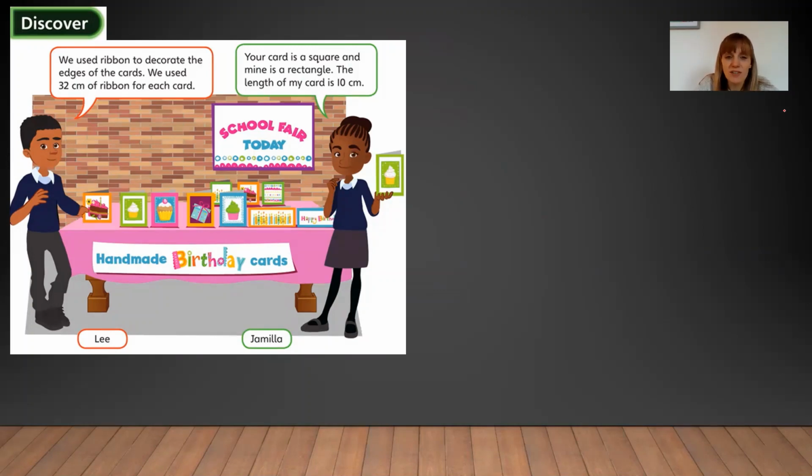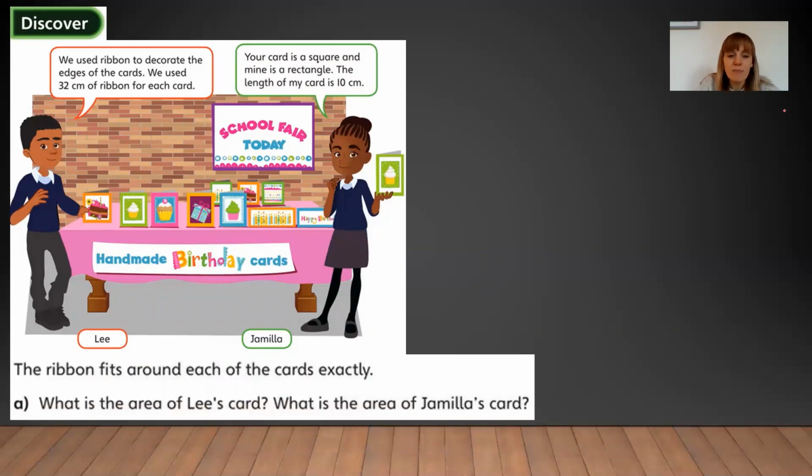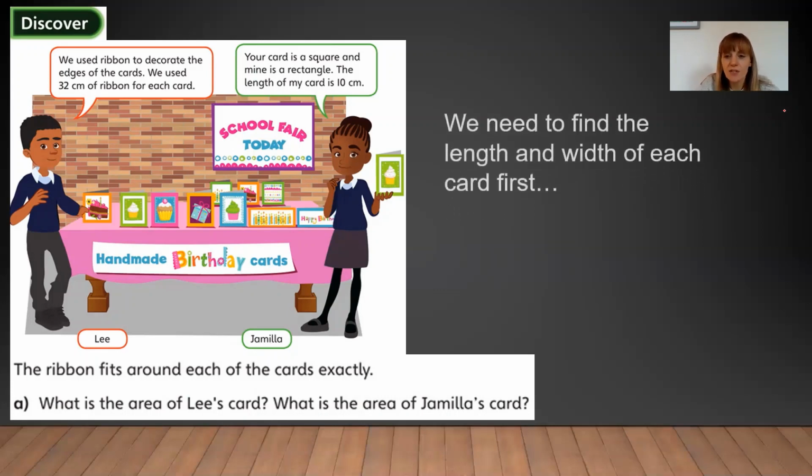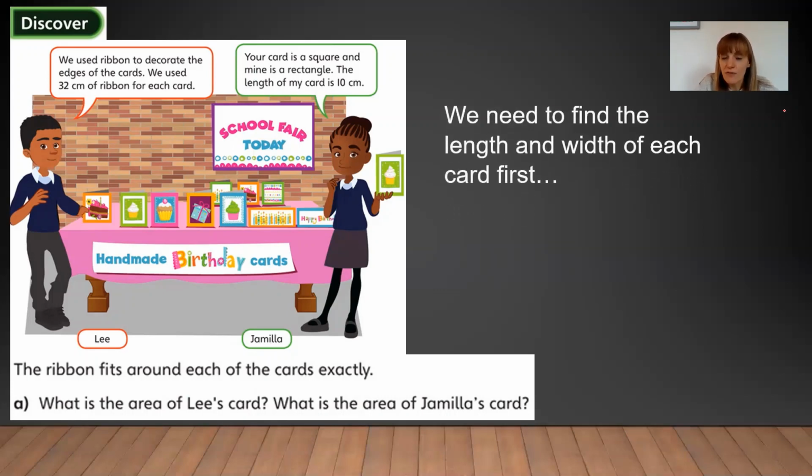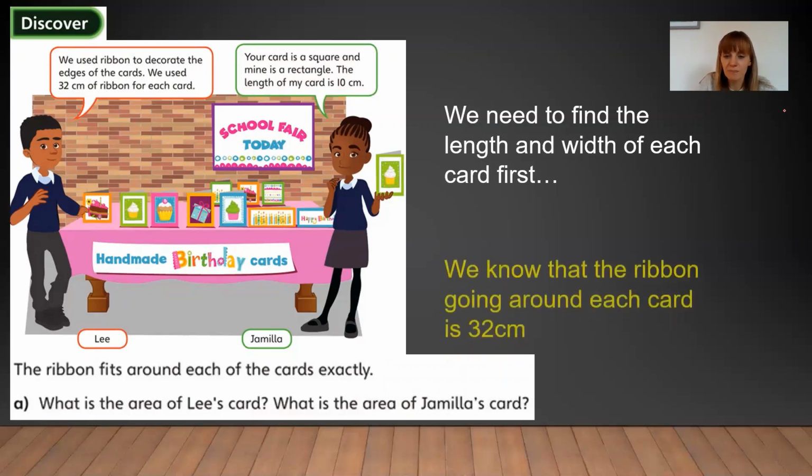Jamila has said, your card is a square and mine is a rectangle. The length of my card is 10 centimetres. That's important for what we're going to do in a minute. Now it says here the ribbon fits around each of the cards exactly. And our first question is, what is the area of Lee's card and what is the area of Jamila's card? Now let's have a think first of all what we know. We need to find out the length and the width of each card first before we can calculate the area of either of them, all right?